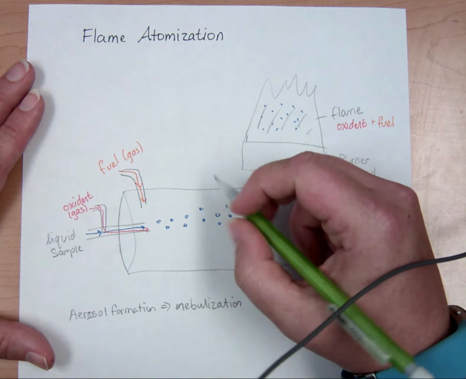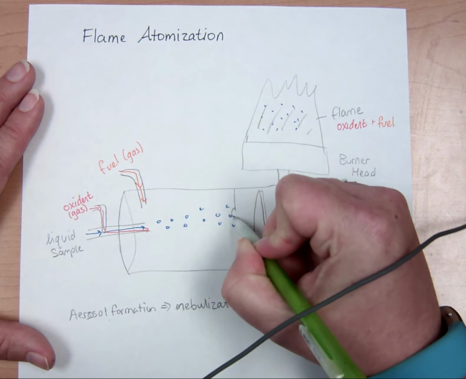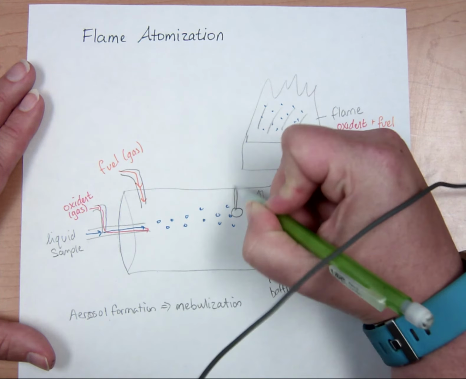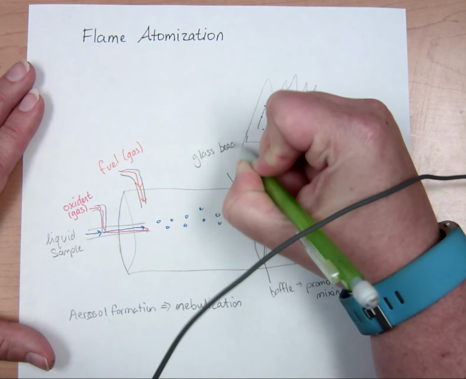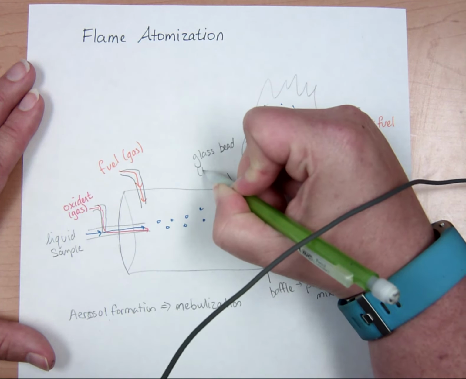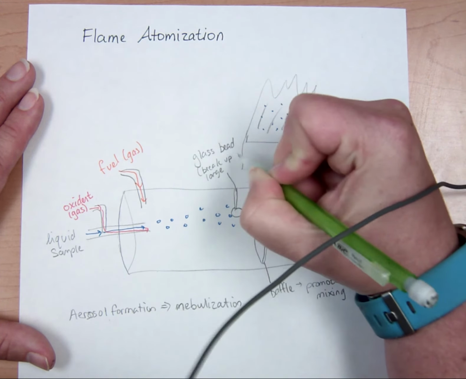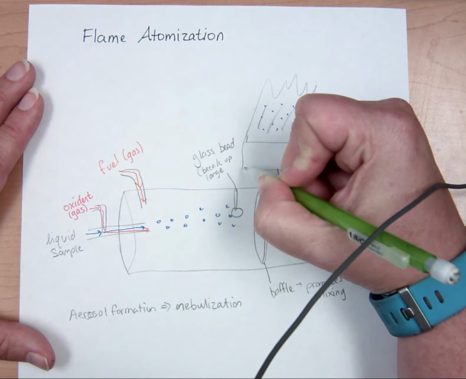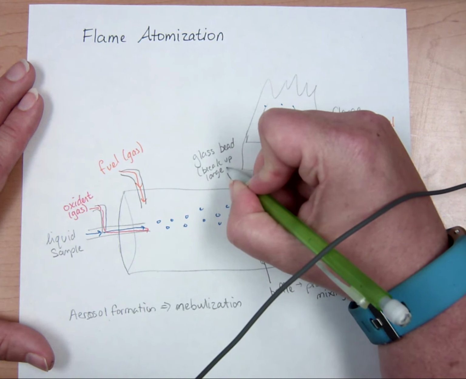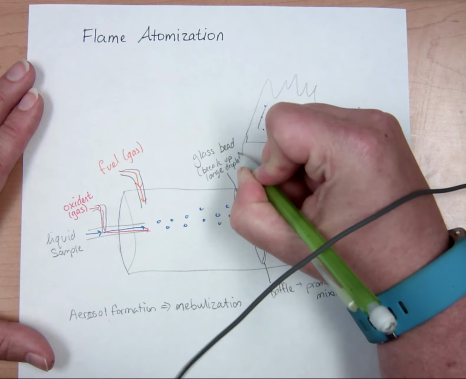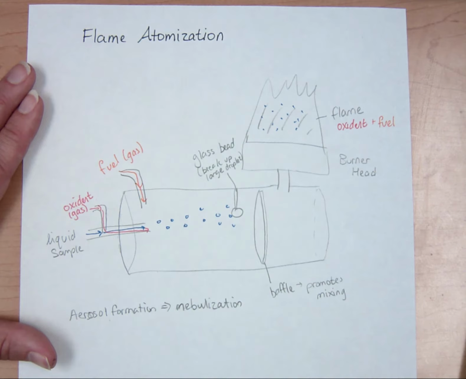So what we actually do is we put what's called a glass bead, just this little bead here, suspended. And the purpose of the glass bead is to break up large droplets. Large droplets hit it, and they're going to be broken into smaller droplets as they hit the bead. So before they even hit the baffle, we're starting to break them up with this glass bead.